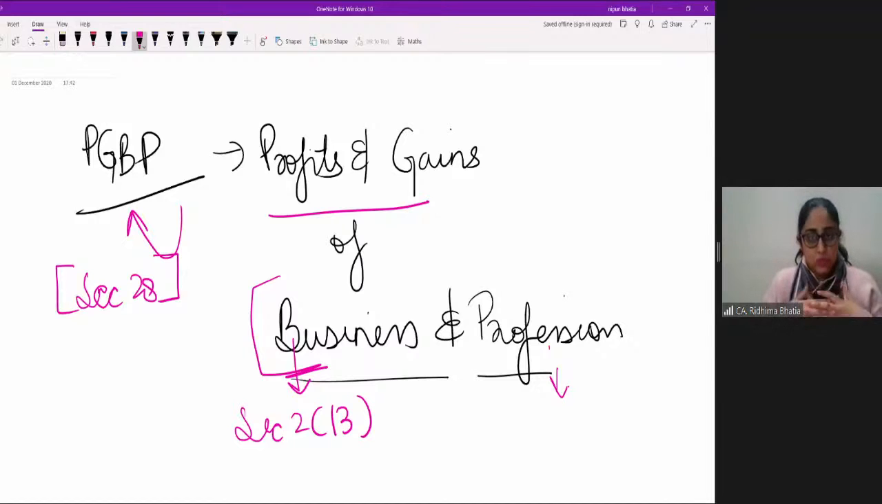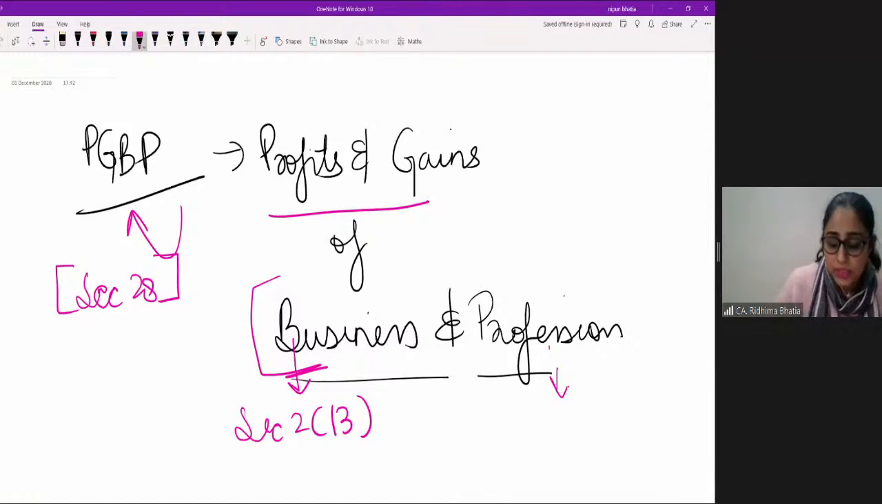See, suppose I am a lawyer. I was fighting a case, actually representing a case for X party. But because of my efforts, Y party also got benefited. Now, Y party is not my client, right? But Y party gave me something out of gratitude, saying we were benefited so much, so this is for you. That token, even if they were not my client, would come as my PGBP income, because this has come out of the profession only. Clear?